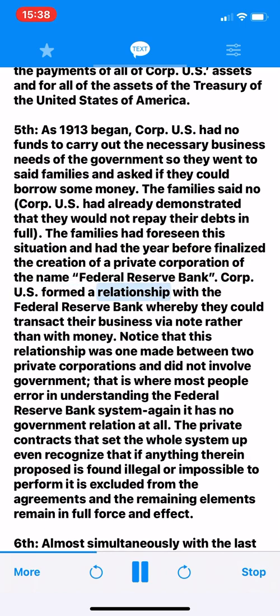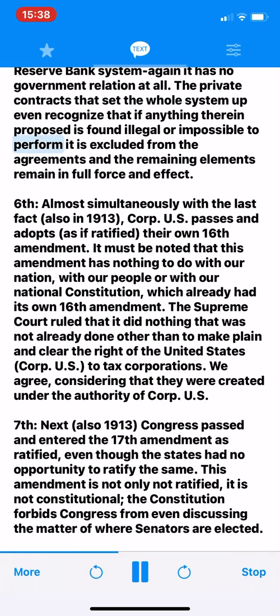Corp. U.S. formed a relationship with the Federal Reserve Bank whereby they could transact their business via note rather than with money. Notice that this relationship was one made between 2 private corporations and did not involve government. That is where most people err in understanding the Federal Reserve Bank system. Again, it has no government relation at all. The private contracts that set the whole system up even recognize that if anything therein proposed is found illegal or impossible to perform, it is excluded from the agreements and the remaining elements remain in full force and effect.